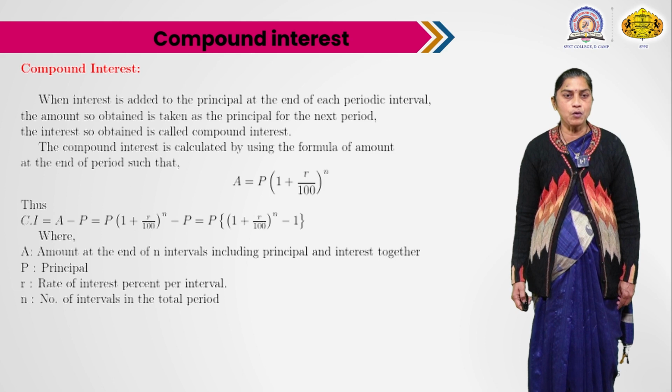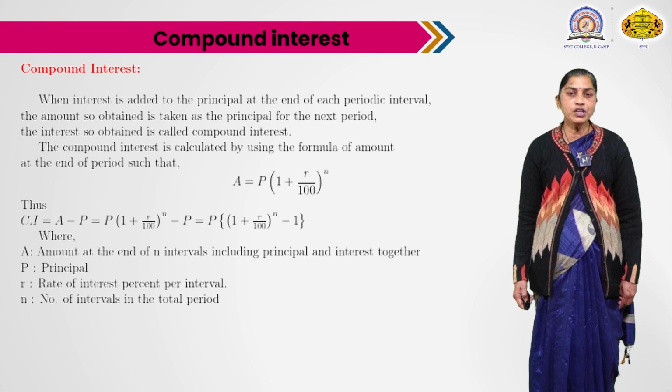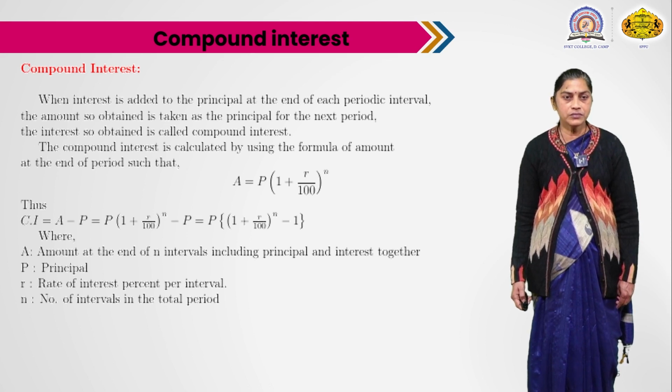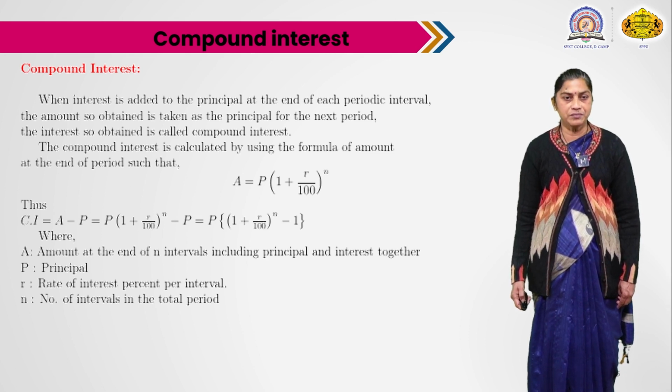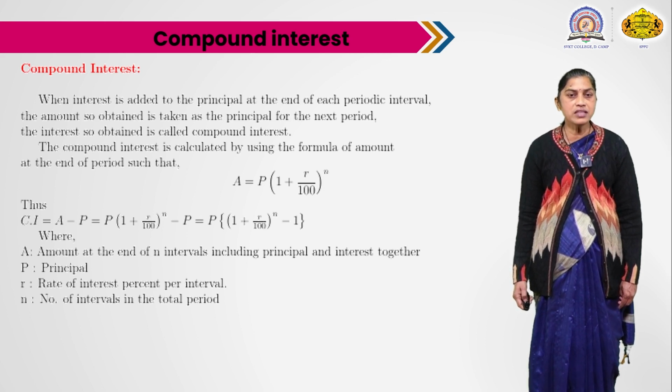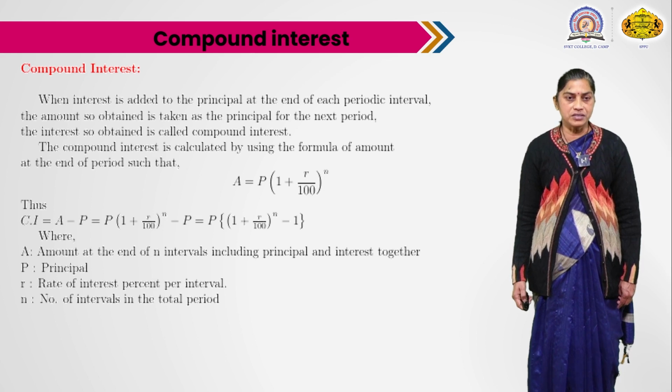What is meant by compound interest? When the interest is added to the principal at the end of each periodic interval, the amount so obtained is taken as the principal for the next period, and the interest obtained on this amount is known as compound interest.